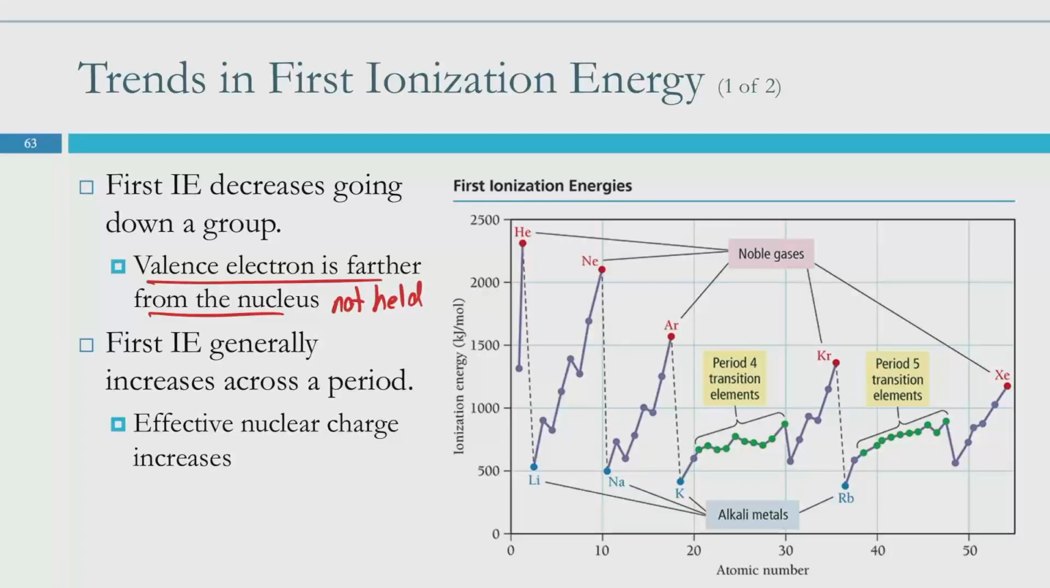So they're not held as strongly. The opposite is also true. Ionization energy increases as you move up on the periodic table because we're getting smaller and smaller. So the electrons are closer to the nucleus, and so they're going to be harder to remove.